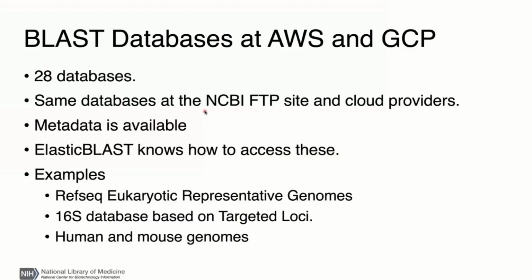Okay, so some notes on the databases that we have, the NCBI databases. We host 28 NCBI databases at AWS and GCP. ElasticBLAST knows how to find and use these. These databases range from the RefSeq eukaryotic database down here with over 1 trillion bases down to a much smaller 16S database, as well as databases for the human and mouse genomes.